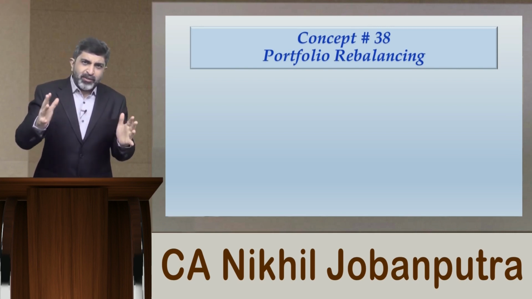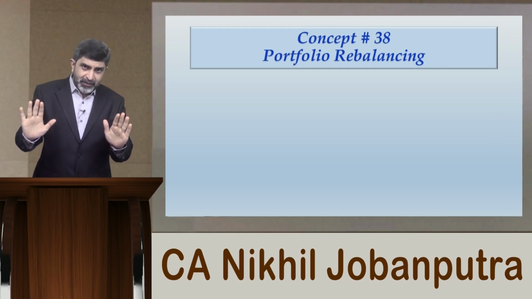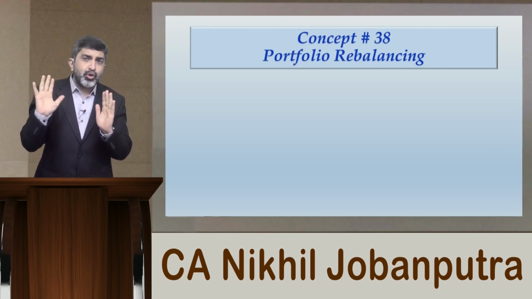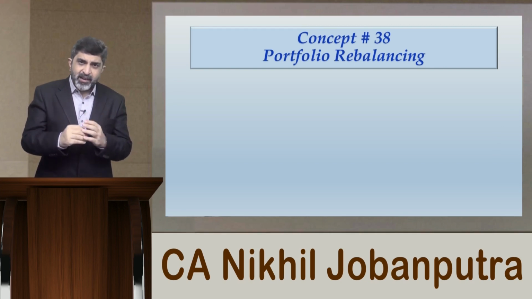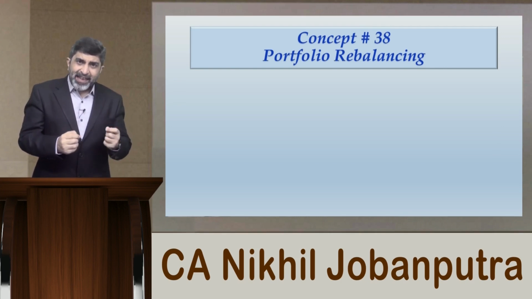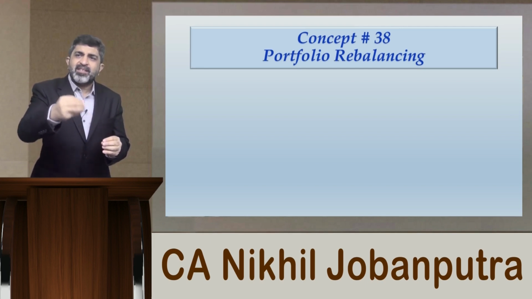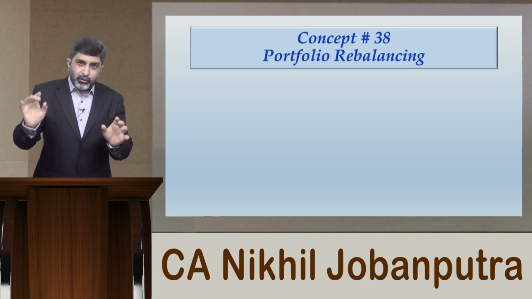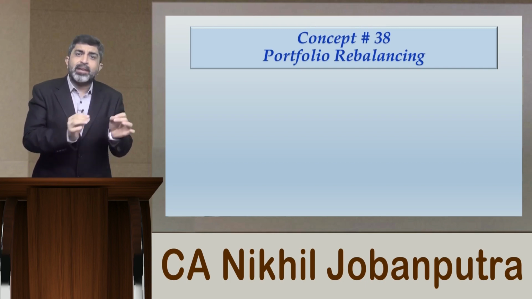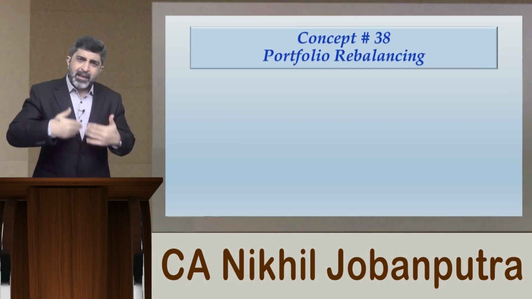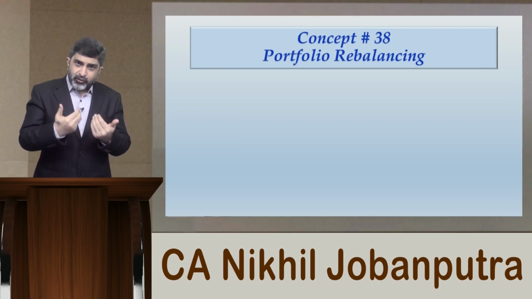Now suppose I am an investor, a passive investor, and I have identified some 12 to 15 good stocks, and I have decided that on a systematic basis every month I'll put some 1,000 rupees in each of these 12 stocks. So every month I am going to invest 12,000. Whatever be the price of the stock, I'll keep buying. I'll keep accumulating the stocks.